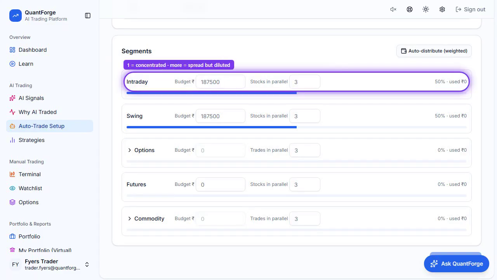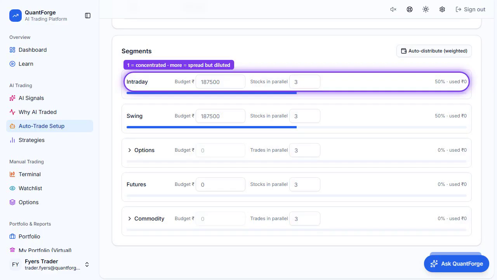So 1 in parallel puts the whole budget behind a single trade? It does. Bigger single positions, more concentration. More slots means smaller positions spread across more names, which is gentler but dilutes each trade. There is no perfect number, it is your call about concentration versus spread, made once, calmly.